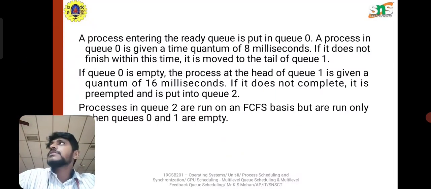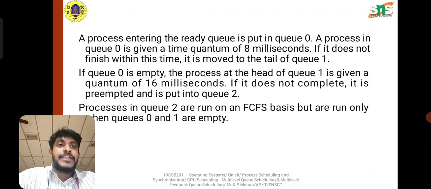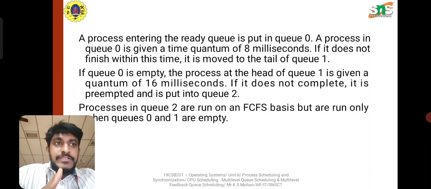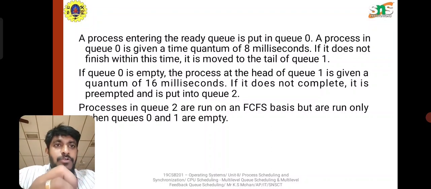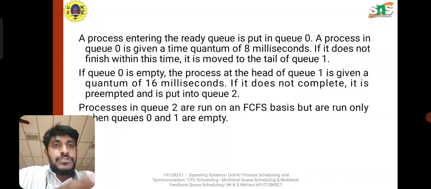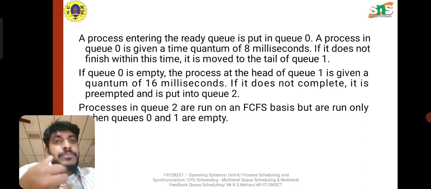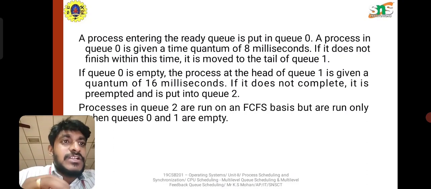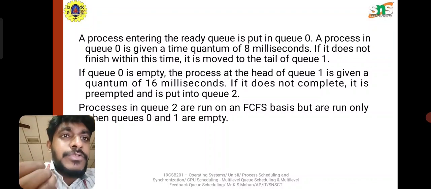A process entering the ready queue goes into Q0. The process is given a time quantum of 8 milliseconds. If it does not finish within its time, it moves to the tail of the queue. When Q0 is empty, the process in Q1 is given a quantum of 16 milliseconds. If it does not complete, it is preempted and put into Q2.